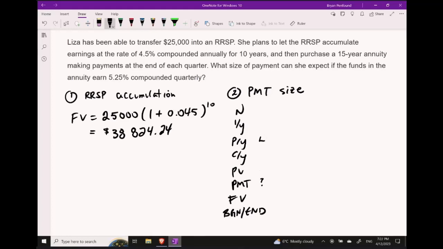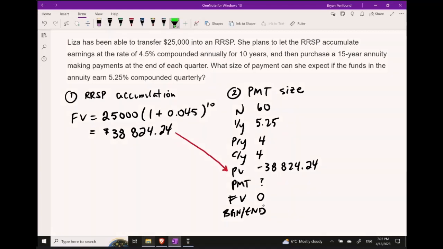If payments happen at the end of each quarter, and we have a 15-year annuity, let's multiply 15 and 4 together to get n is equal to 60. Next, we know that the interest rate is 5.25%, also compounded quarterly. We're going to input our future value as $0, and our principal amount is going to be equal to the amount that we calculated in part 1. We're going to input that as a negative amount because we are going to purchase this 15-year annuity.